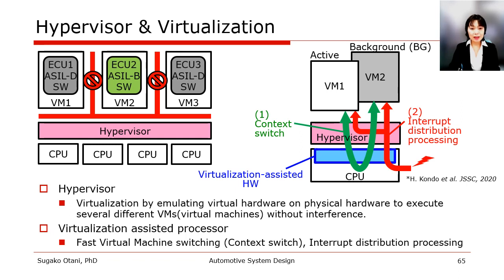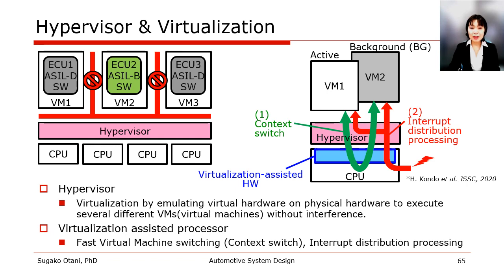The hypervisor is software which can provide the OS with virtual hardware, which creates virtual machines, VMs, and controls them. Software on each ECU runs in an isolated VM. Data and time interference among VMs is prevented by using virtualization. The overhead of the hypervisor disturbs real-time response in the vehicle control system.